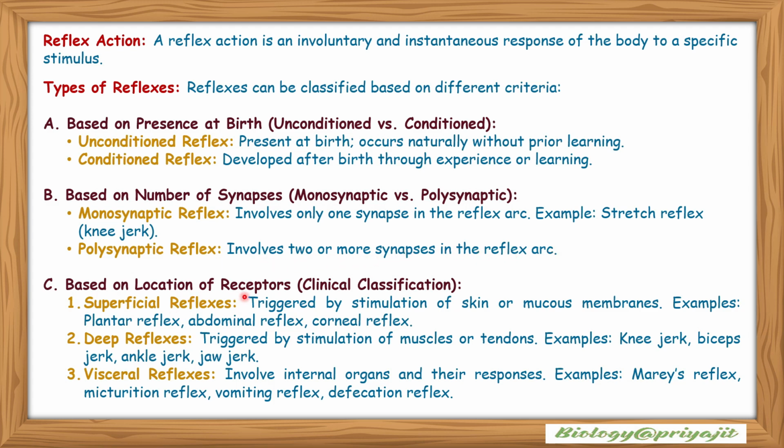Based on location of the receptors, that is the clinical classification, the reflexes can be classified into three different types. Superficial reflex is triggered by stimulation of skin or mucous membrane. Examples, plantar reflex, abdominal reflex and corneal reflex. Deep reflexes are triggered by stimulation of muscles or tendons. Examples, knee jerk, biceps jerk, ankle jerk and jaw jerk. Visceral reflexes involve internal organs and their responses. Example, Mary's reflex, micturition reflex, vomiting reflex and defecation reflex.